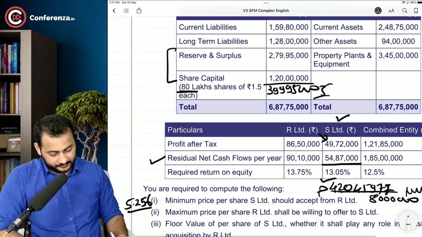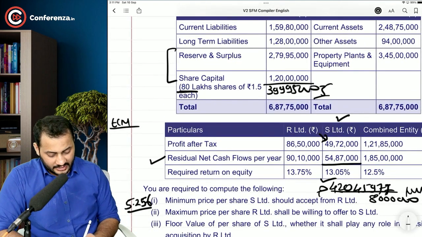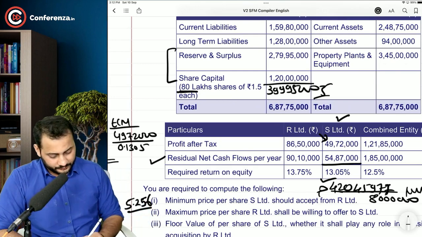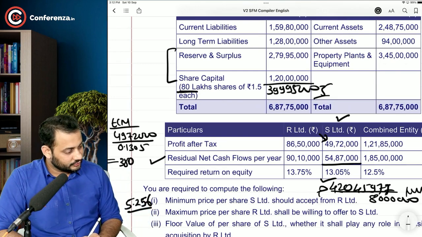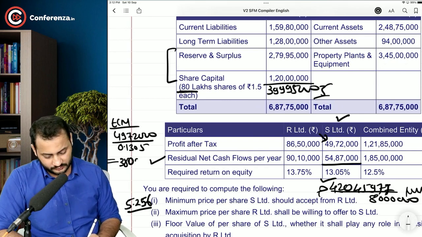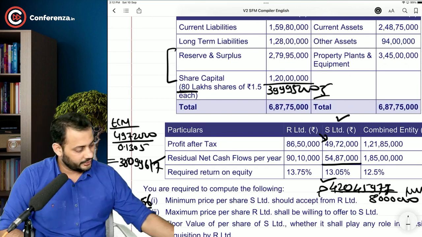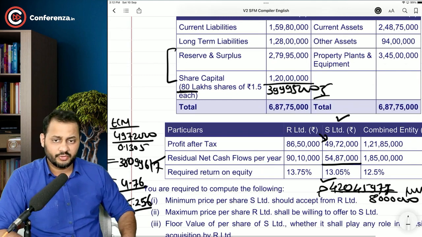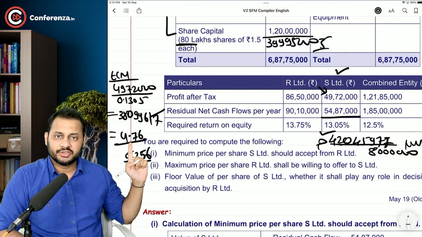I will just summarize. Let's say if we go by earnings capitalization method, we will capitalize 49,72,000 divided by 1.1305. It comes to 380 lakhs 99617. And when you divide it by the number of shares, it goes to 4.76. Now you tell me, this is the price of the share according to earnings capitalization method.